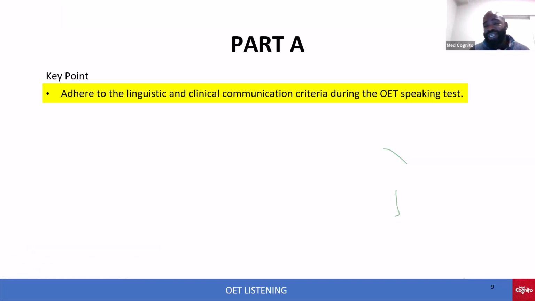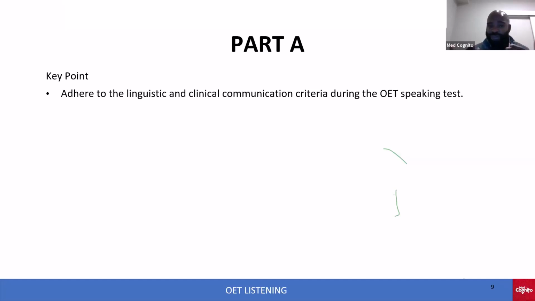Are you actually adhering to them during the speaking test? It's what you should keep at the forefront of your mind, because this is what you are being marked on. This is what you are being evaluated on. And so you ensure that you are keeping to the linguistic criteria, you are adhering to the clinical communication criteria, you have placed yourself in the role of a medical professional that is dealing with a patient.